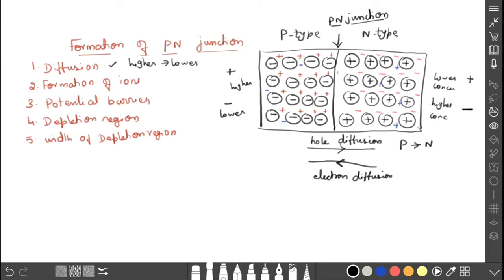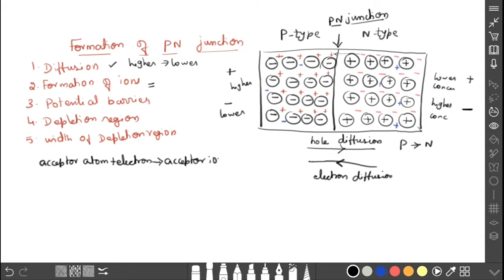What will happen next? The next step is formation of ions. What is this formation of ions? Now you see this electron will come here. Already these atoms are ready to accept the electrons. That is the name, acceptor atoms. Once the electrons reach the acceptor atom near the junction, it accepts the electron and then becomes an ion. So this is the acceptor atom, and when it takes the electron, it becomes an acceptor ion.